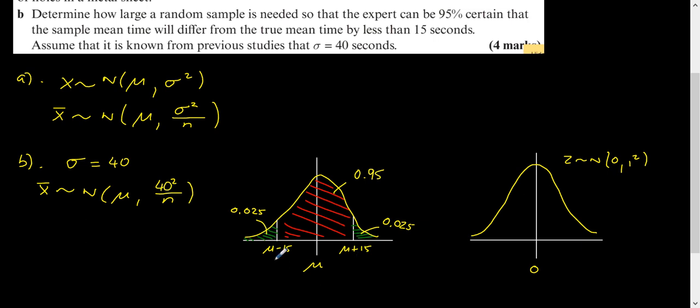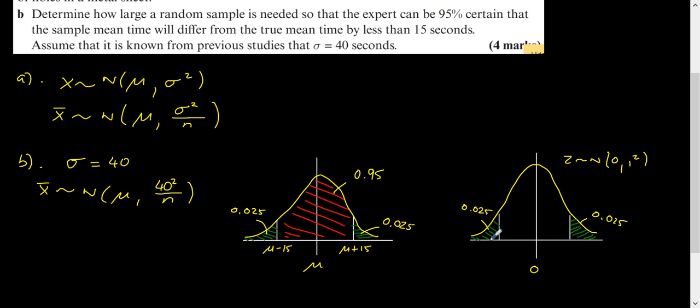So we're trying to work out the sample size that's required for this to happen. Now, how do we do it? Well, we use our Z distribution. Again, just to repeat, whenever we've got an unknown mu, we use the Z distribution. So let's concentrate on these two tails. Okay, we've got 0.025 and we've got 0.025.